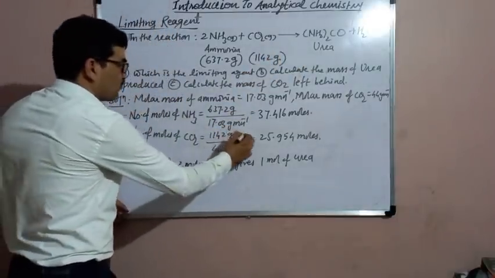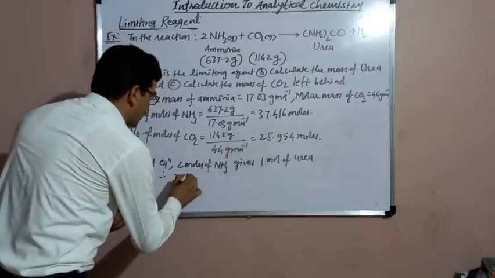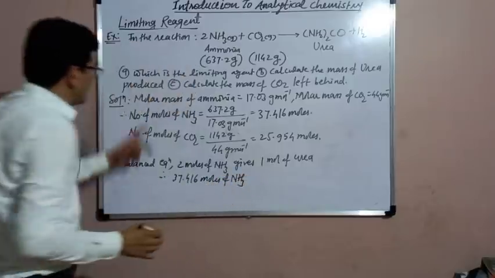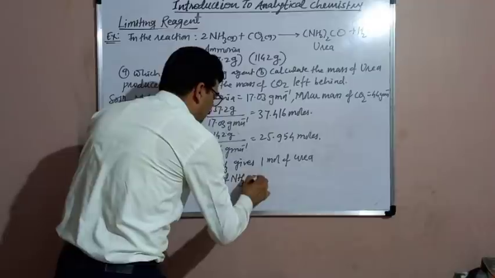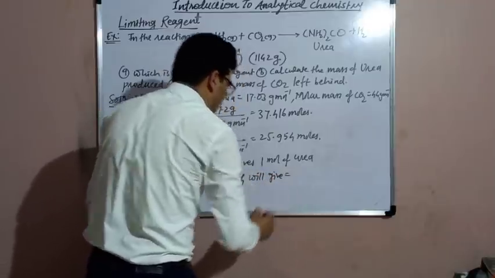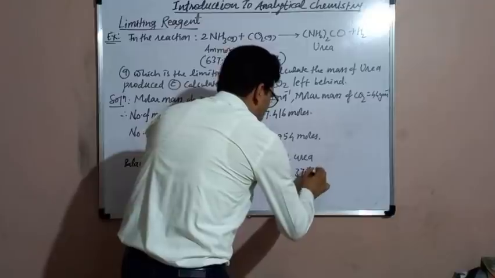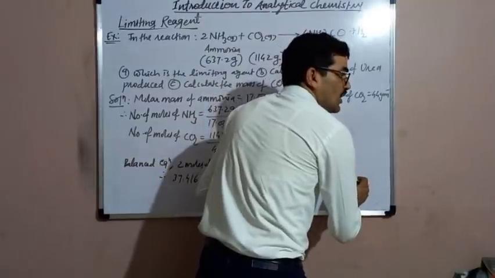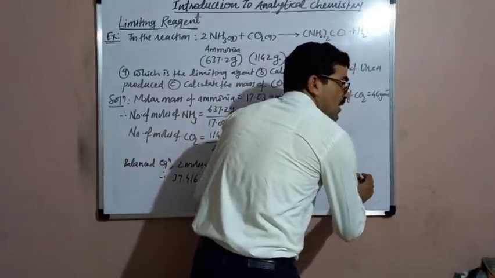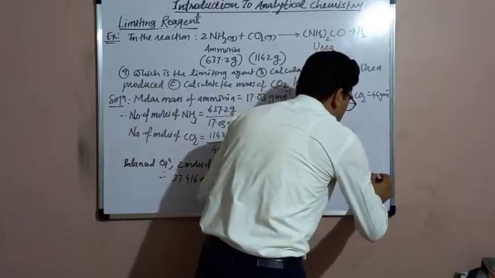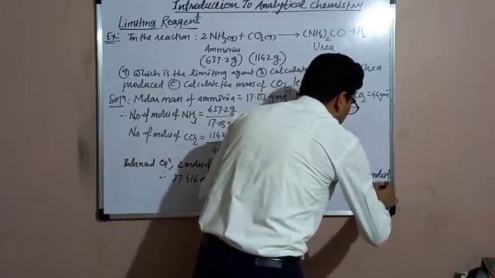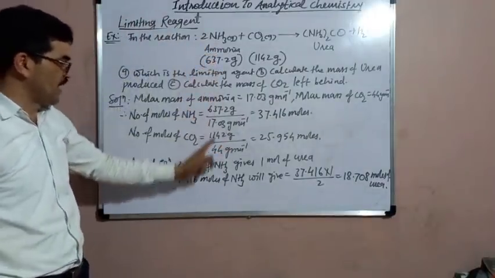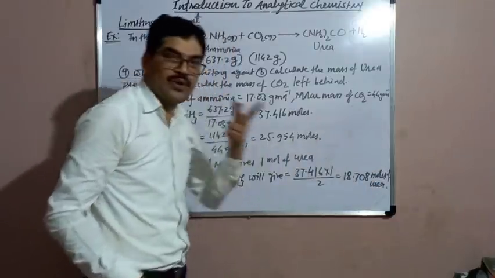Therefore here 37.416 moles of NH3 which are taken in the reaction will give 37.416 into 1 upon 2 equal to 18.708 moles of urea. So 37.416 moles of ammonia which are taken in the reaction will give 18.708 moles of urea.